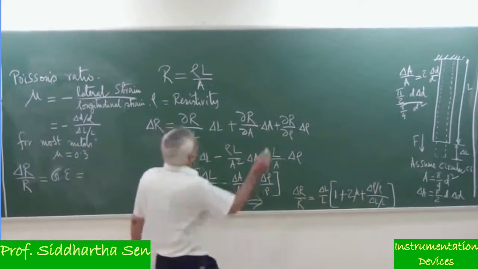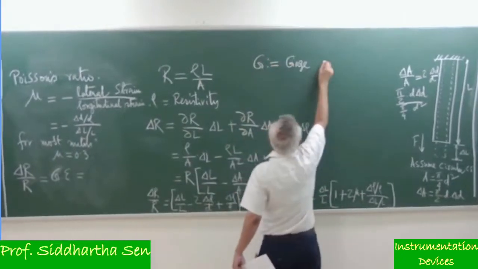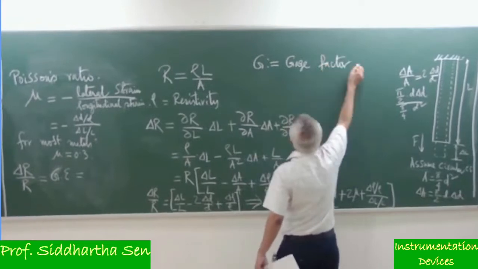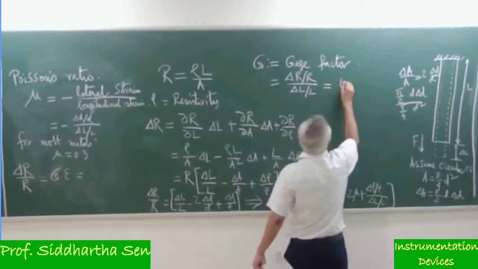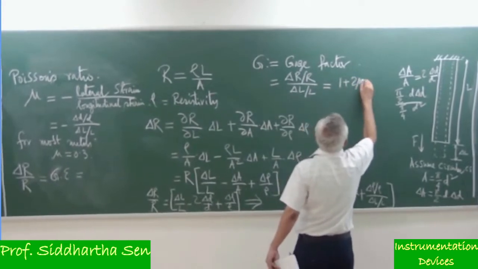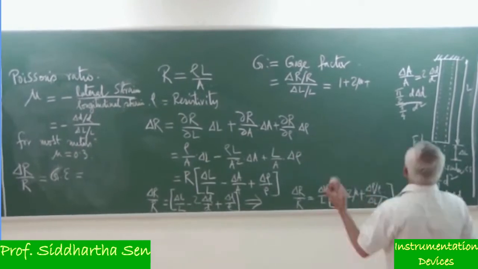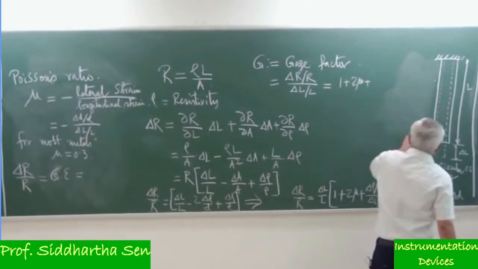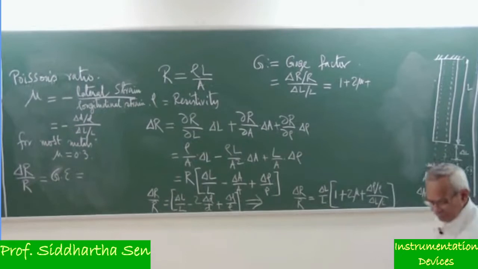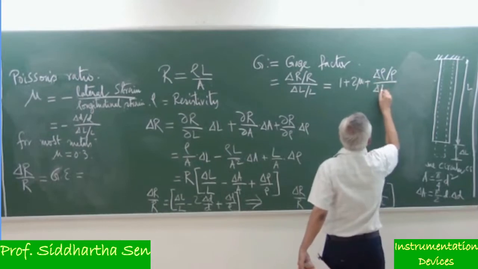So how do we define this? The G is defined as gauge factor, which is equal to delta R by R divided by delta L by L, is equal to 1 plus 2 mu plus delta rho by rho divided by delta L by L.